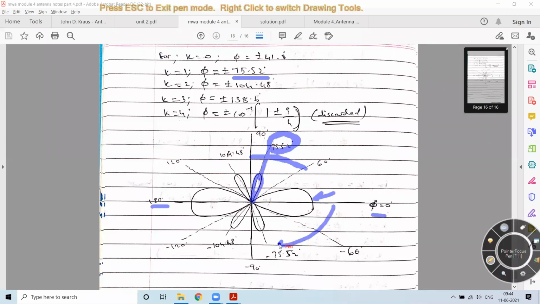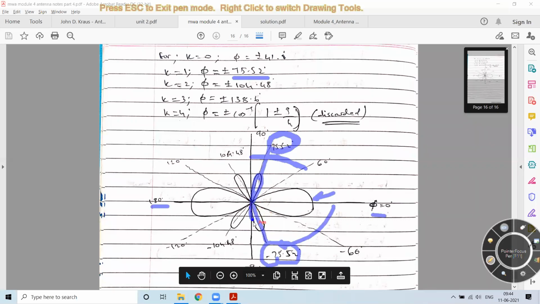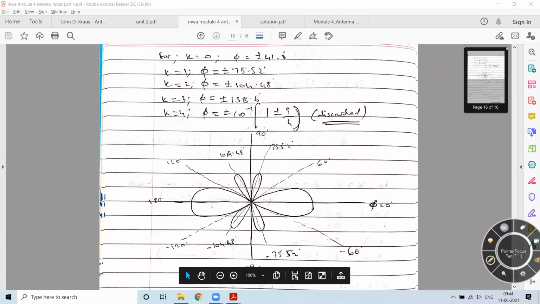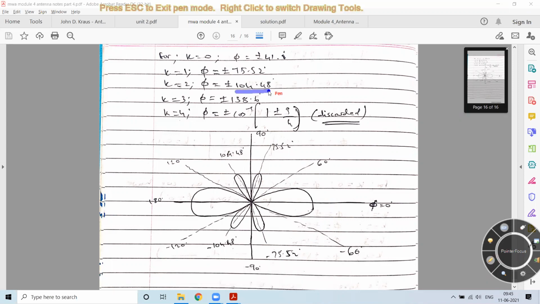Similarly, if I move in the other direction, between minus 60 and minus 90 degrees, at minus 75.52 degrees, I have the peak of the side lobe. Therefore, I have a side lobe which is present over here. So similarly, we need to consider the other parameters. Here we have plus minus 104.48. You can see that 104.48 falls between 120 and 90 degrees. So here there is no major lobe present. So this side I can consider, and in this direction I have a peak of the side lobe.